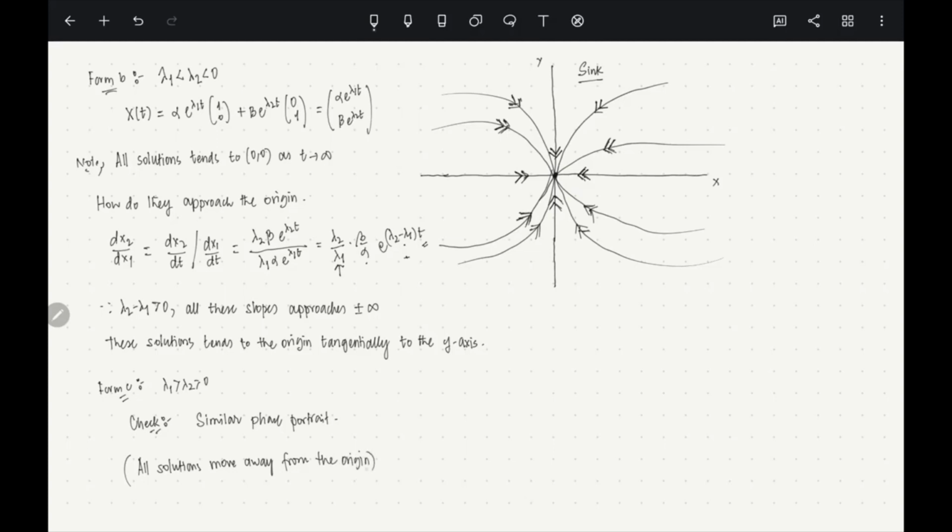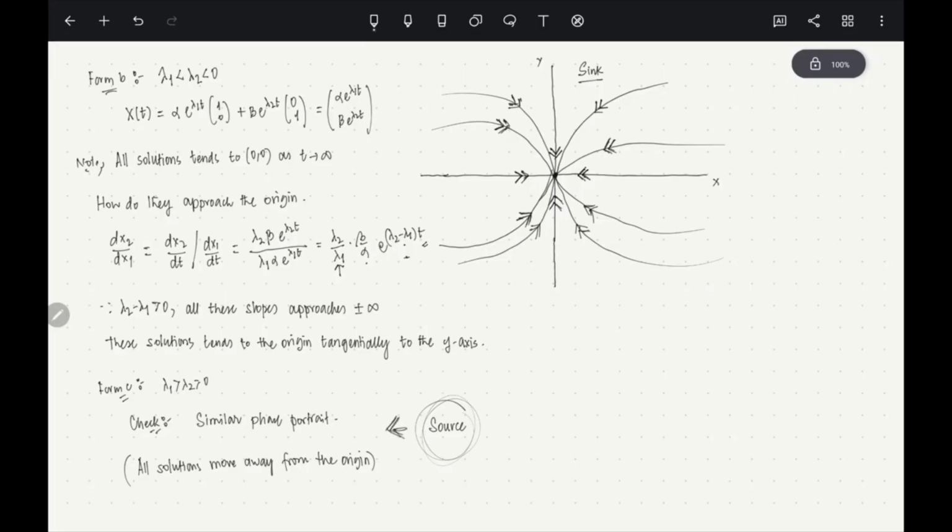I hope you understand what is happening. Here in the earlier sink case, everything is moving towards the origin, and here every solution is moving away from the origin. Okay? So if that is the case, then think of the origin: everything is originating at the origin and moving away. So basically we call such a situation a source. You understand? The initial situation is a sink, in this case it is a source.